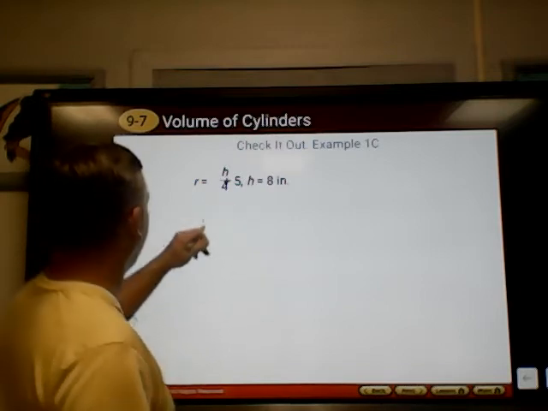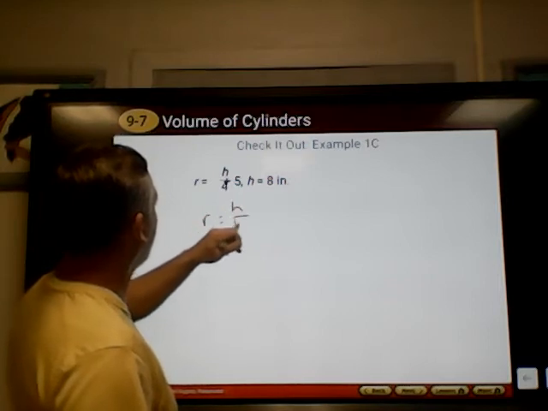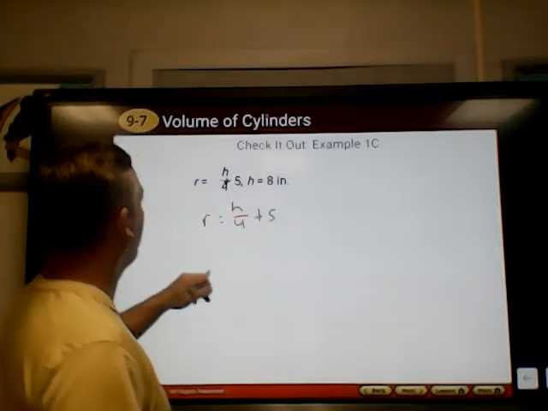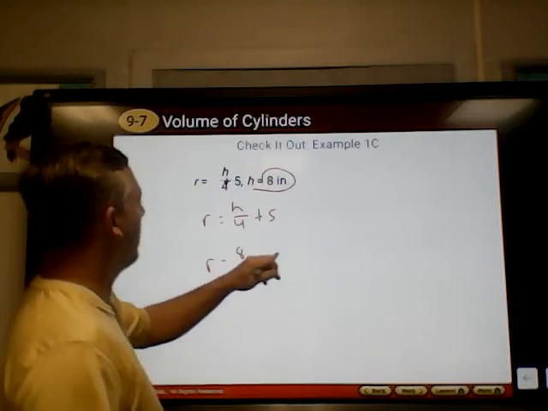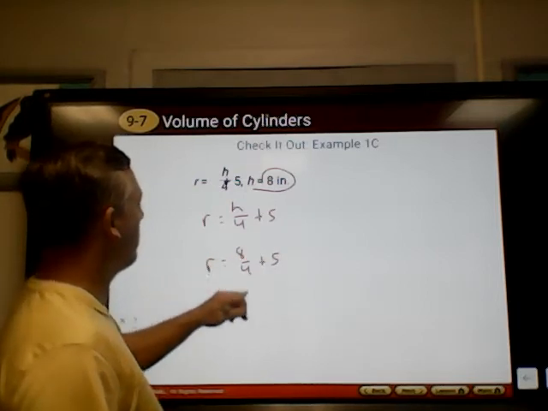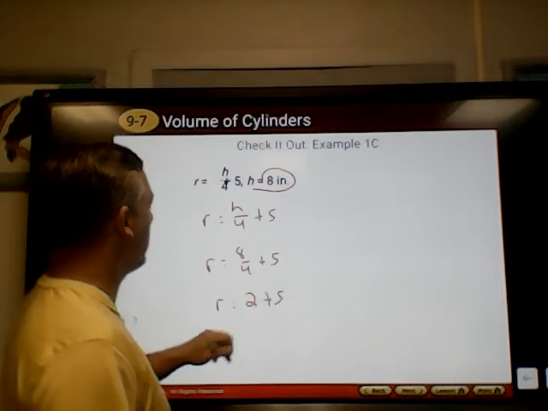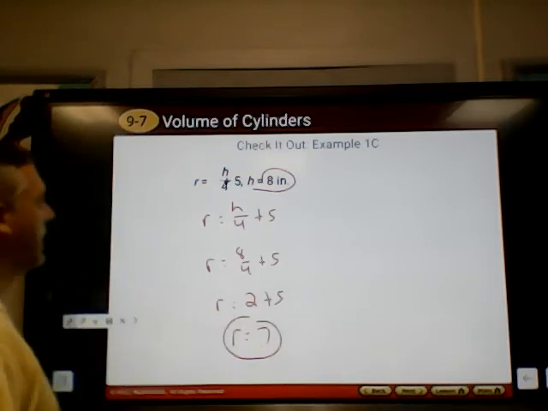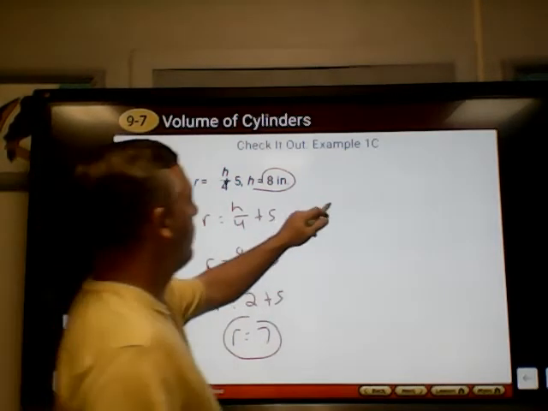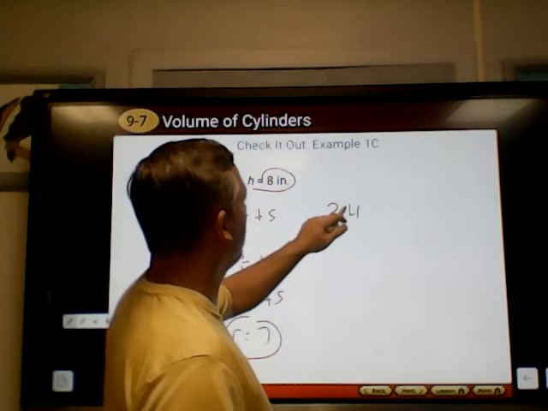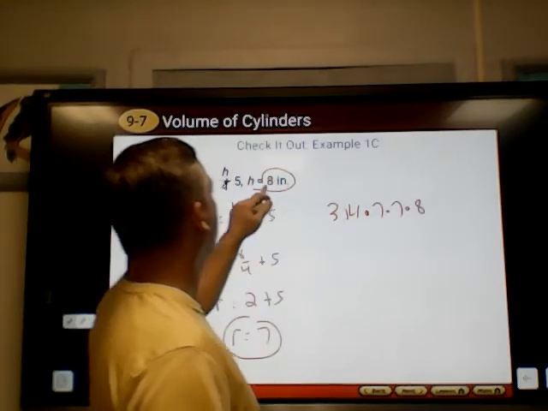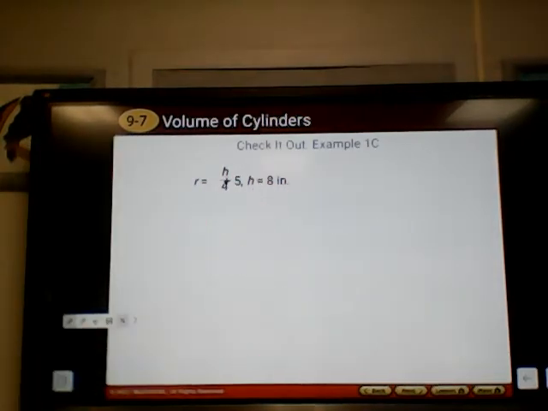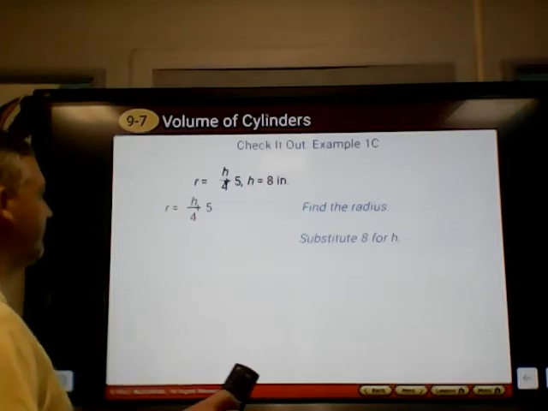And then, okay, so h over 4 plus 5, we know h is 8, it tells us right here, so 8 over 4 plus 5. First step is to divide 8 by 4, 2, 2 plus 5 is 7. So now we know the radius is 7. If we know the radius is 7, we can plug our formula in, 3.14 times 7 times 7 times 8, because the height is 8, and we multiply and get our answer like so.